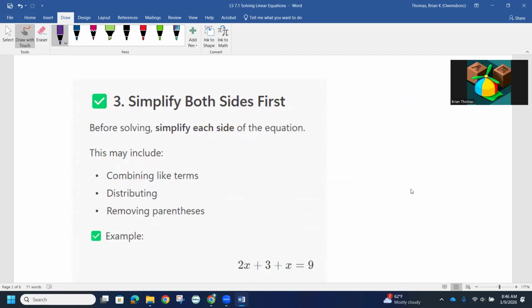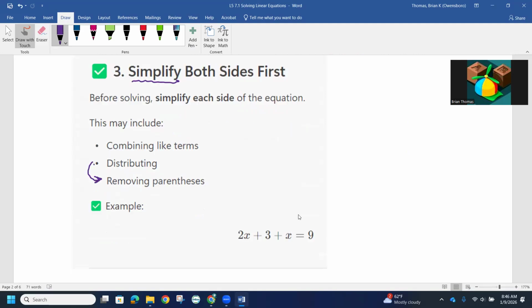So the other thing we got going on is simplifying both sides. In solving equations, we want to simplify both sides first. Simplifying is an important piece to solving linear equations. Simplifying means we have to combine like terms. That may involve the distribution property, which remember, distributing a lot of times is removing parentheses. So that allows us to keep moving forward in the problem.